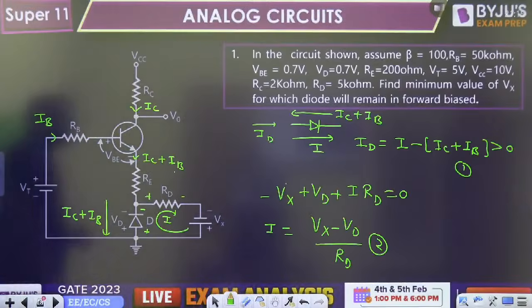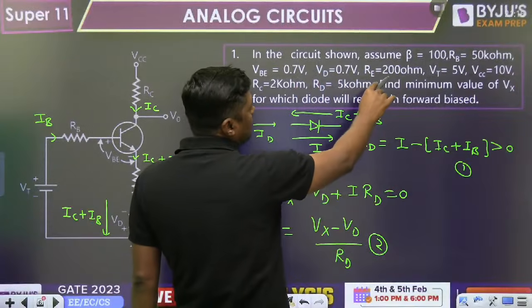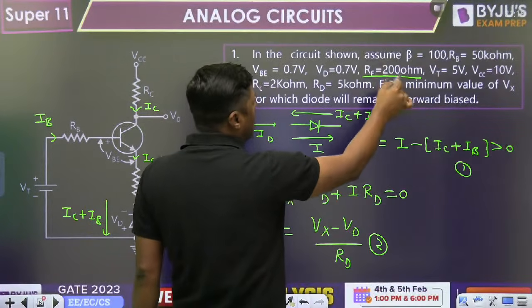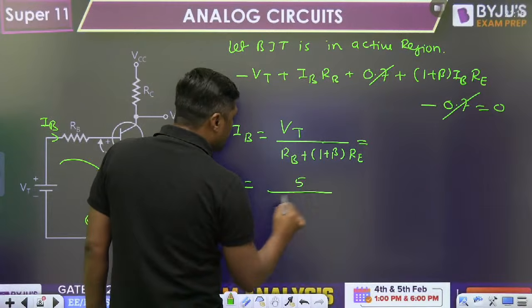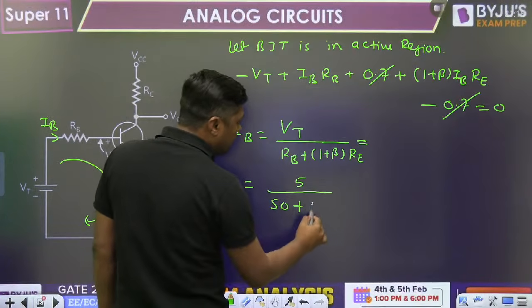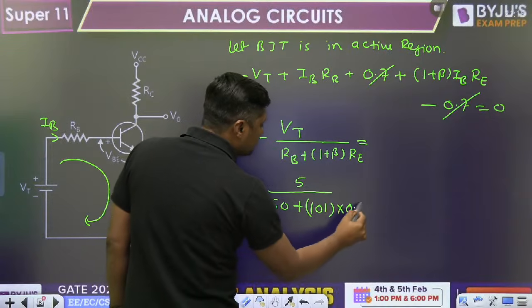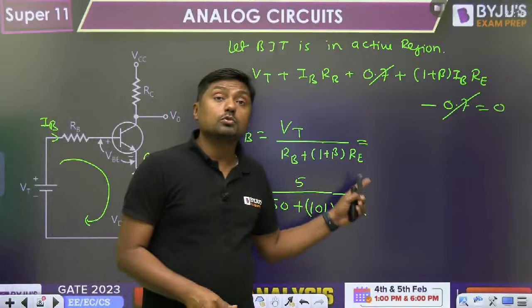What is the value of the VT? It is given in the question. VT is equal to 5 volt. RB is given as 50 kilo ohm, watch this diagram. Beta is given as 100, and RE is given as 200 ohm, which means 0.2 kilo ohm. So it will become VT 5 volt over 50 plus beta, 101 into 0.2, because it is 200 ohm. So what is the answer?